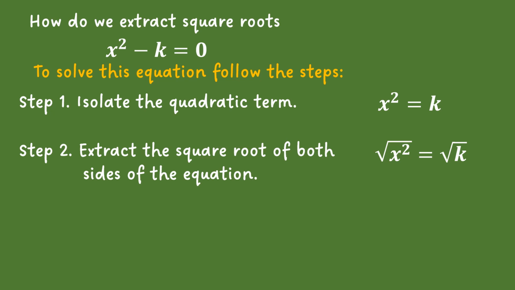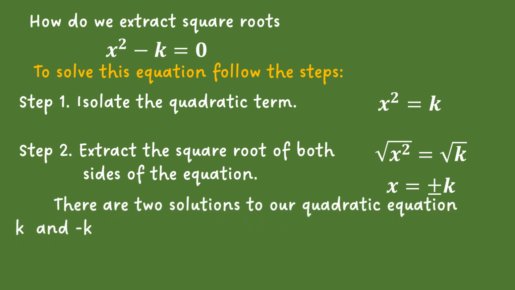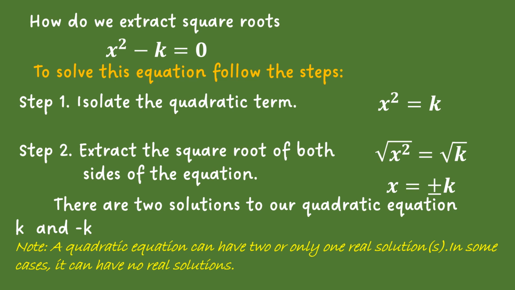So we have here the square root of x squared is equal to the square root of k, which is equal to x is equal to positive negative square root of k. There are two solutions to our quadratic equation, square root of k and negative square root of k. Note, a quadratic equation can have two or only one real solution. In some cases, it can have no real solutions.